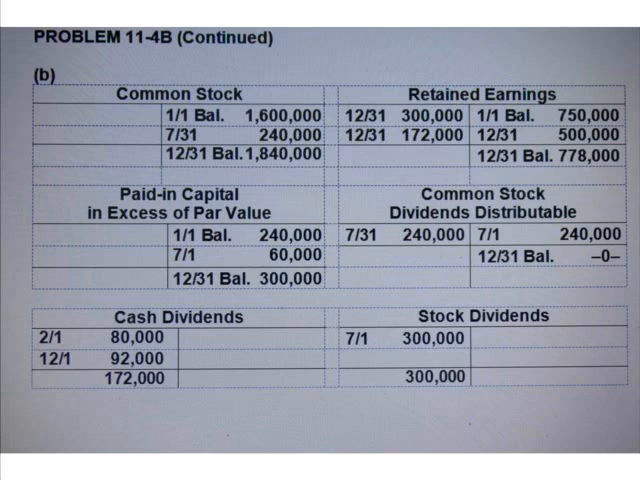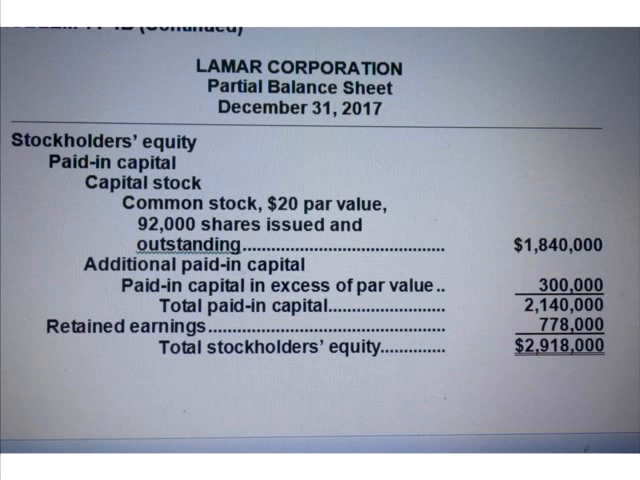So to come up with the balance for retained earnings, we add the credits, which are our increases. We add the debits, which are the decreases, subtract the debits from the credits, and that would give us our ending balance of $778,000. So now that we have the balances for the stockholder equity accounts, we can prepare the stockholders' equity section of the balance sheet. Alright, and here it is.